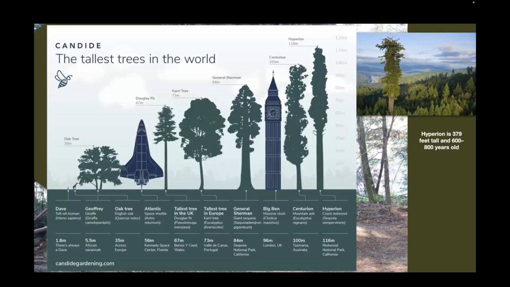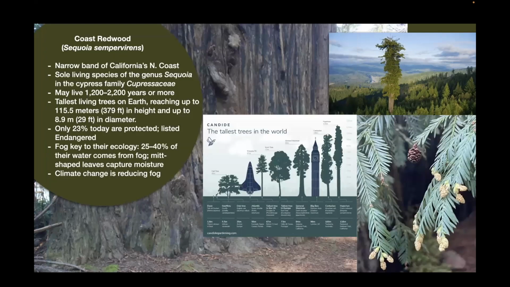This gives you some idea of just how big the sky is. Hyperion is thought to be 600 to 800 years old. That's it on the far right. Here it is in comparison. There's Big Ben. Here's the space shuttle. Here's a giraffe. It's just phenomenally huge. And here's what the leaves look like.